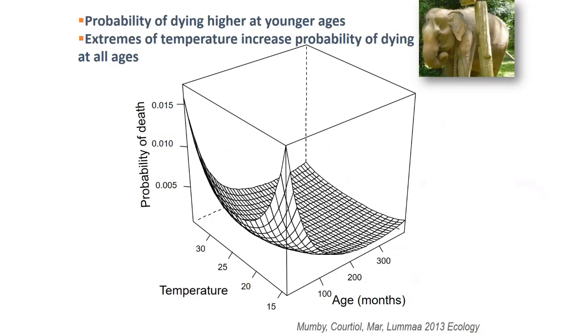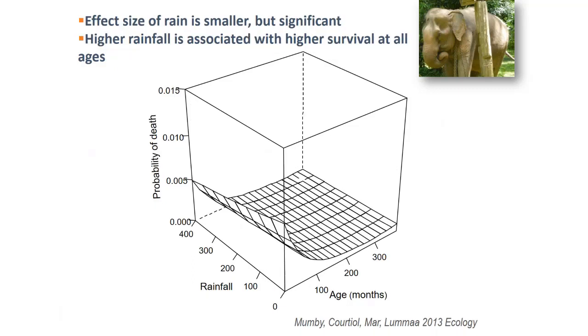Another way of looking at the data is she looked at the under-10-year survivability of calves. This is a young age, under 100 months, about 8 years. The younger they are, the less they survive extreme temperature. The more the temperature goes up, the higher the probability of death, especially at younger ages. Another one is the effect of rain, which is smaller but significant, in this younger age group.